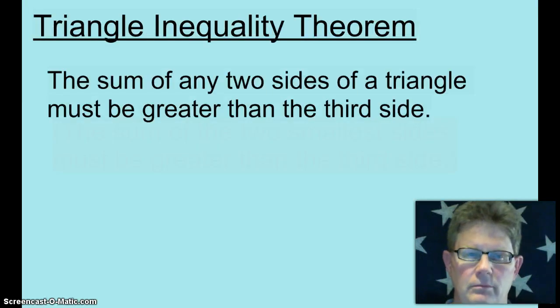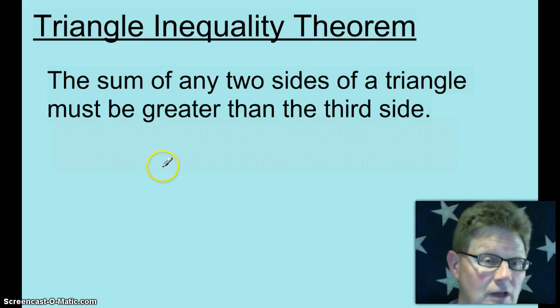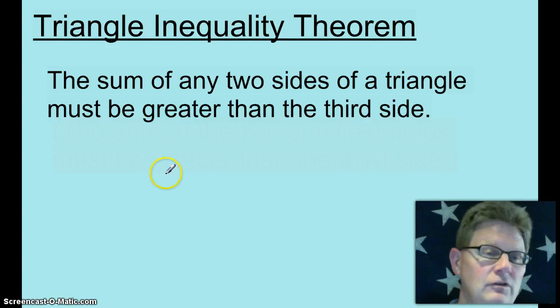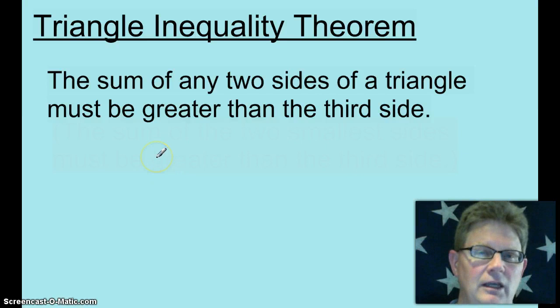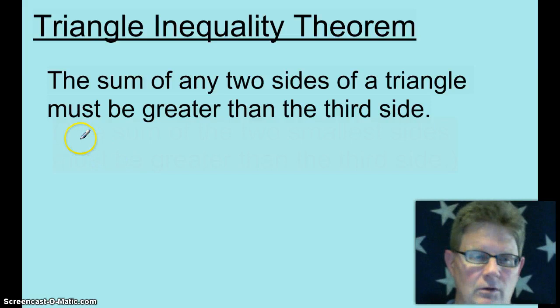The Triangle Inequality Theorem: the sum of any two sides of a triangle must be greater than the third side. Now, your homework is going to ask you several questions about whether the three sides will actually make up a triangle. What you need to do to make sure those three lengths work is add up the two smallest sides, and make sure that they add up to more than the third side, the largest side. If that's the case, then you can make a triangle. If the sum is less than the third side, then you can't even make a triangle. And that's what this Triangle Inequality Theorem is talking about.